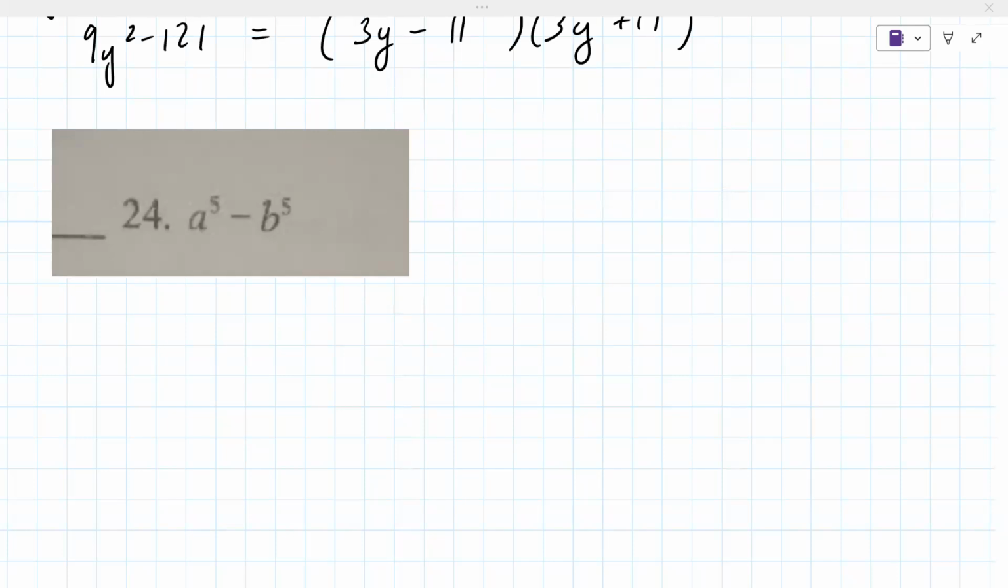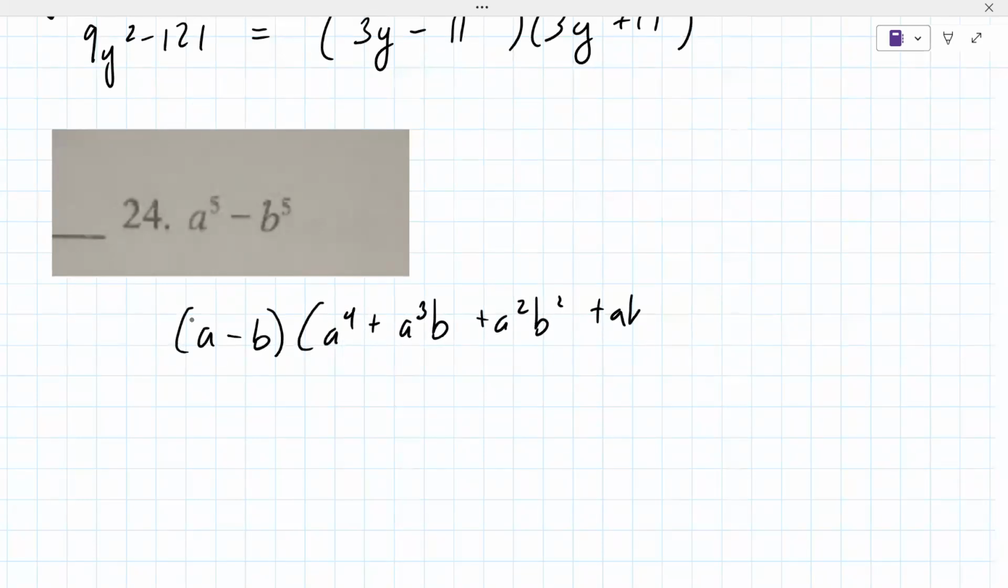Factor each expression. Does it say if possible? It just says factor each expression. So this one, I really don't know what to suggest. I'm just going to write out the solution because I don't know how you're supposed to know this. So go ahead and get that down.